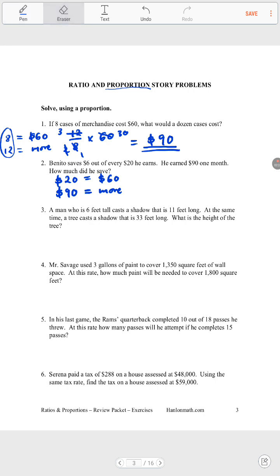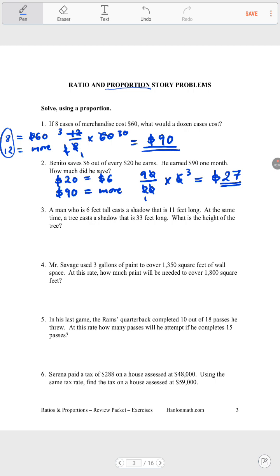I just need to correct here. I wrote 60, it's supposed to be 6. So here we're saying 90 goes on top because we want to find out how many 20s do we get out of 90, and then we multiply this by 6. So we say 10 into this, 10 into this, and here you say 2 into 2, 1, 2 into 6, that's 3, 9 times 3, that's 27, which means out of $90, Benito saves $27.